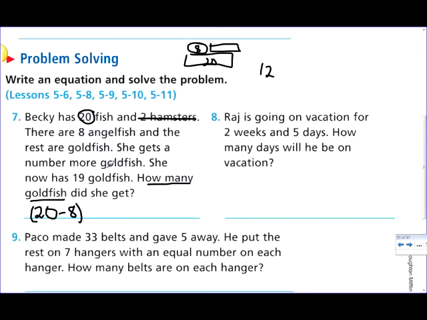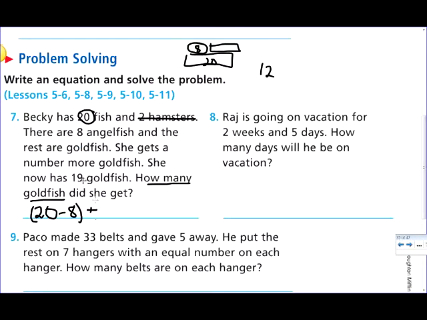She gets a number more goldfish. She now has 19 goldfish. Well, now what? We take 20 minus 8, and that equals 12 goldfish. Do we add? Do we subtract? We actually have to subtract, but we have to take this 19, right? So we can't take a plus.